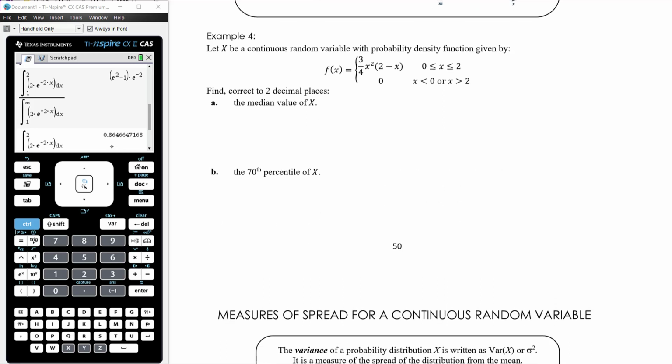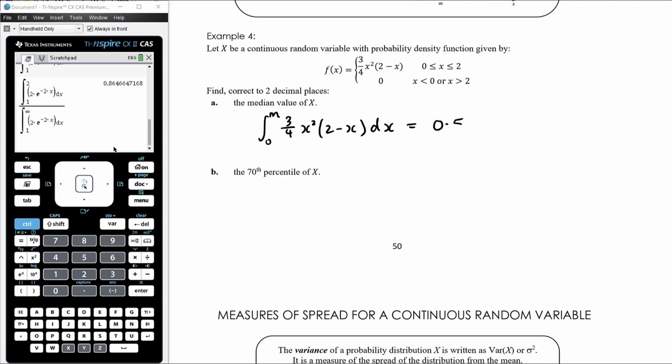Let x be a continuous random variable with the probability density function given by this. Find the median, correct to two decimal places, so we'll use our CAS here. That's a trigger for us. It's also just going to make it a bit more efficient, but let's set up what we need to do to find the median value of x. We don't need to integrate from negative infinity because the domain practically only starts at 0, as there's no function outside of there. So integrating our probability density function from 0 up to the median value should give us 0.5.